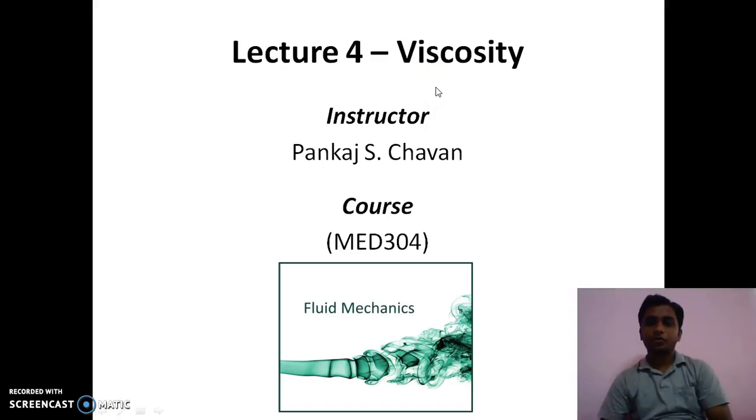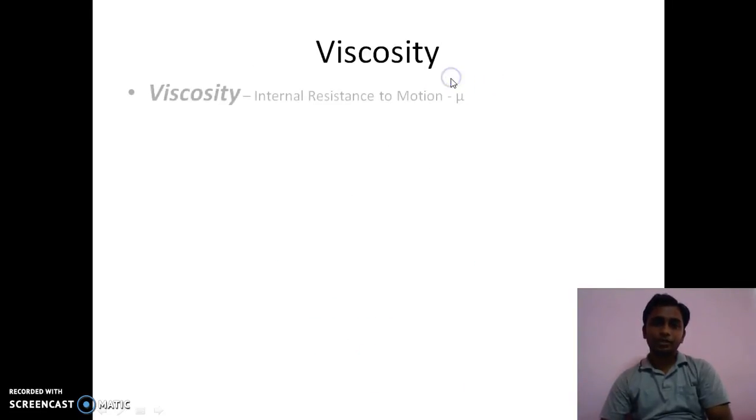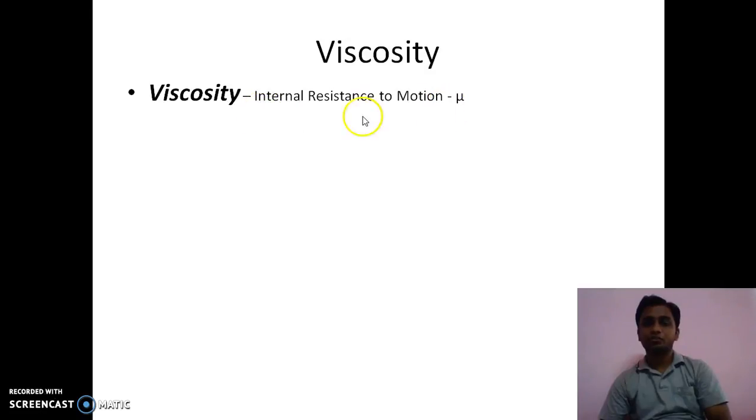In this lecture, we are going to learn about a very important property in the flow behavior of fluids, which is known as viscosity. So initially, in short, we'll define what viscosity is. Viscosity is internal resistance to motion. The fluid is offering a certain internal resistance to its own motion. It is known as viscosity, and it is denoted by the symbol mu.